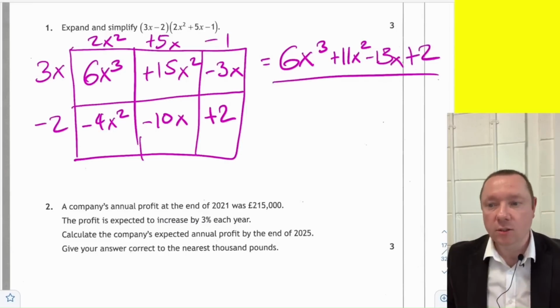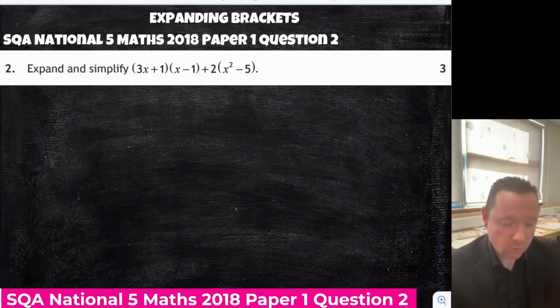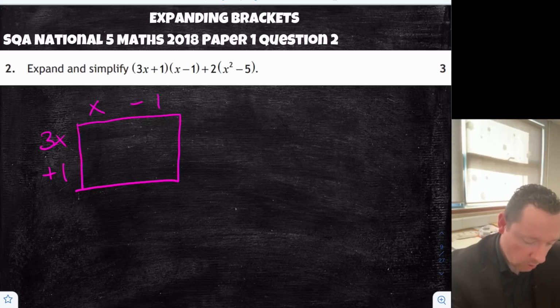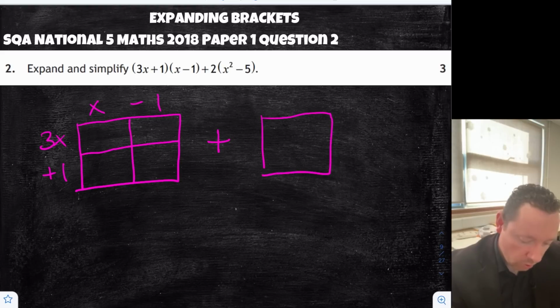Okay, next question. SQA National 5 Maths 2018, Paper 1, Question 2. Expand and simplify. Well, I always use the box method for this, so I'm not going to stop now. So I've got one set of brackets on one side, 3x plus 1 times x minus 1. So I'm going to expand and simplify that. And then it's plus another box, 2 on one side times x squared minus 5 on the other.